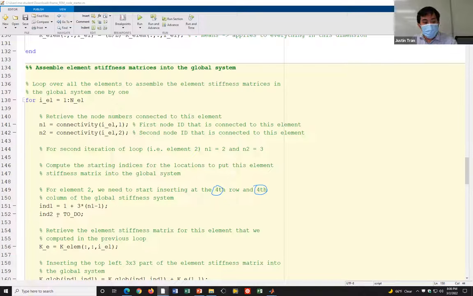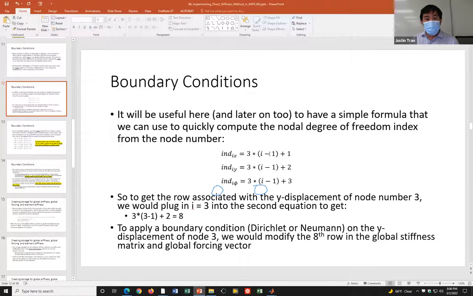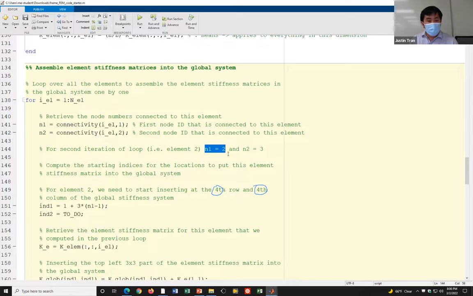And so these INDs, IND1, IND2, tell us where we need to start inserting. For N1 here, which is two, in order to tell MATLAB that we need to look at the fourth row, let's use our formula that we did before for the index for the X component. You can see the code here: IND1 is equal to 1 plus 3 times N1, where N1 is the nodal ID for the node connected to this element, minus 1. If you plug this in for element two, where N1 is two, what we get is four.